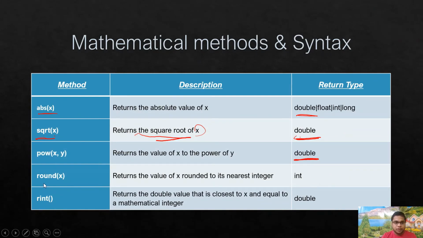That is round. Inside the parenthesis there is a single argument. Okay, it means the round method takes a single argument, but the pow method takes two arguments. The round method takes a single argument and returns the value rounded to its nearest integer, and its return type is integer. You can store the result in an integer type.